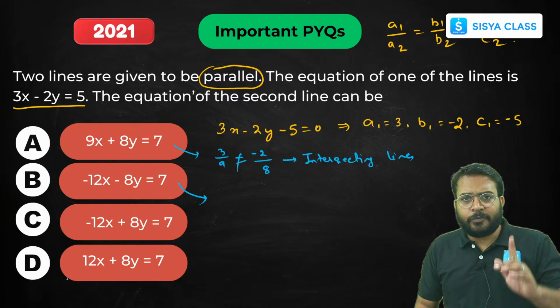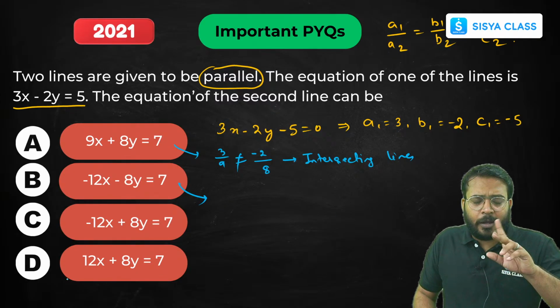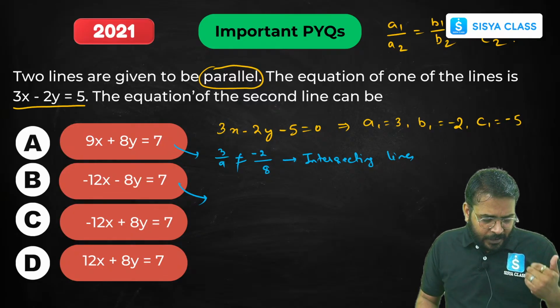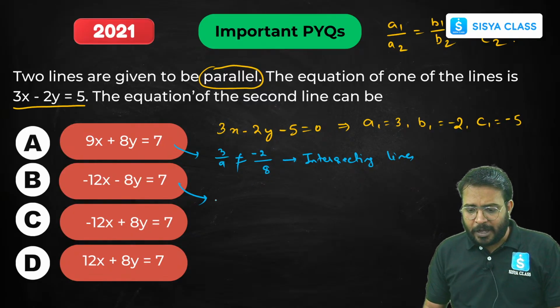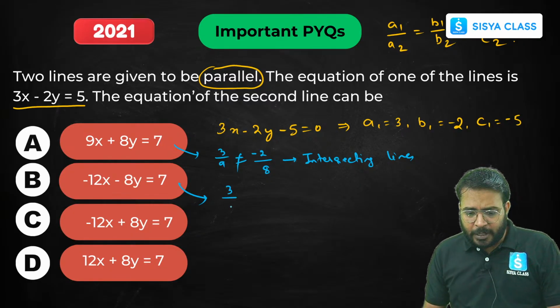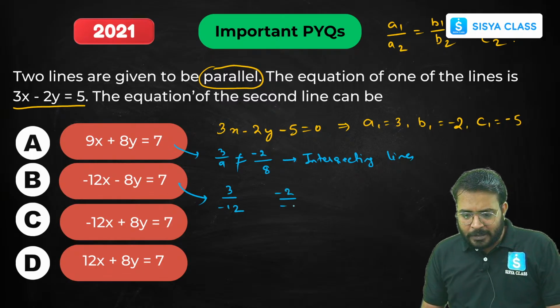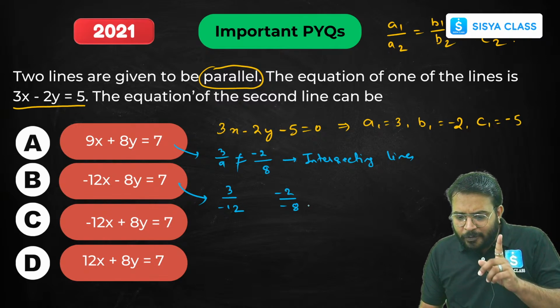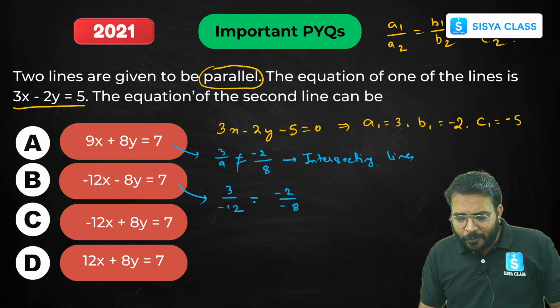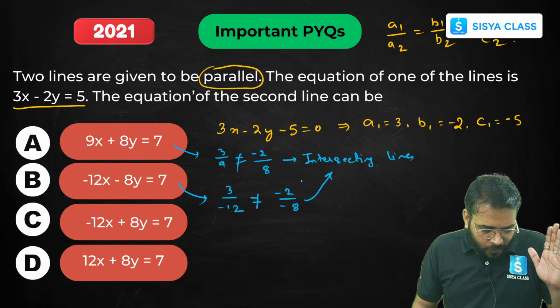Now let us come to the question. The first option is going to represent intersecting lines. In the second option we have a1 by a2, that is 3 by minus 12, and b1 by b2, minus 2 by minus 8. So here we have minus 1 by 4, and here we have 1 by 4. That means again they represent intersecting lines. Option B is also wrong.